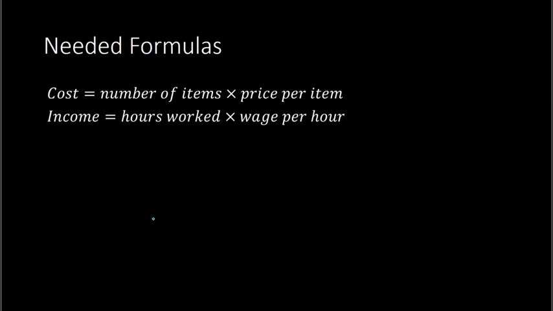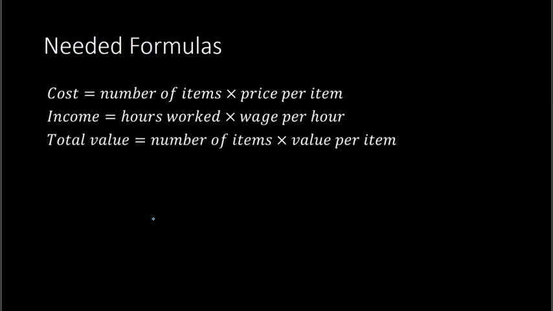Next we have income. Income is equal to the hours worked times the wage per hour. For example, if you are working 40 hours in a week, and you are making $8 per hour, then your income would be 40 times 8, which would equal $320. The 40 is the hours worked, and the 8 is the wage per hour. You multiply to get the income.